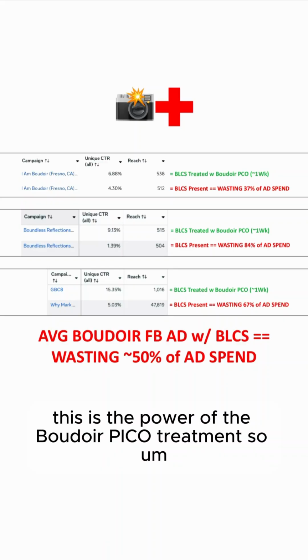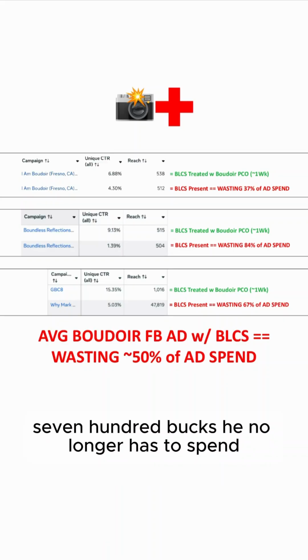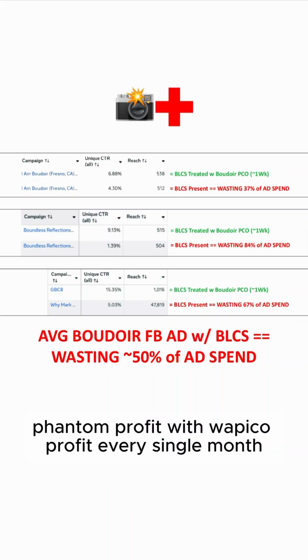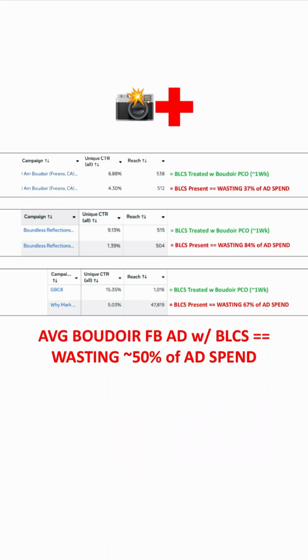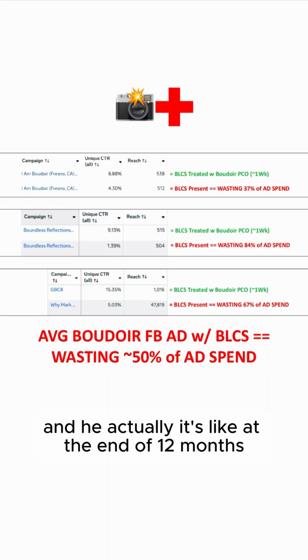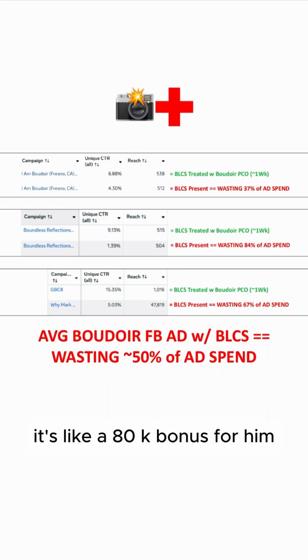And that difference, $6,700, he no longer has to spend, he pockets it. Phantom profit, Boudoir Pico profit. Every single month he profits that because he now no longer has to spend it. And at the end of 12 months, it's like an 80K bonus for him.